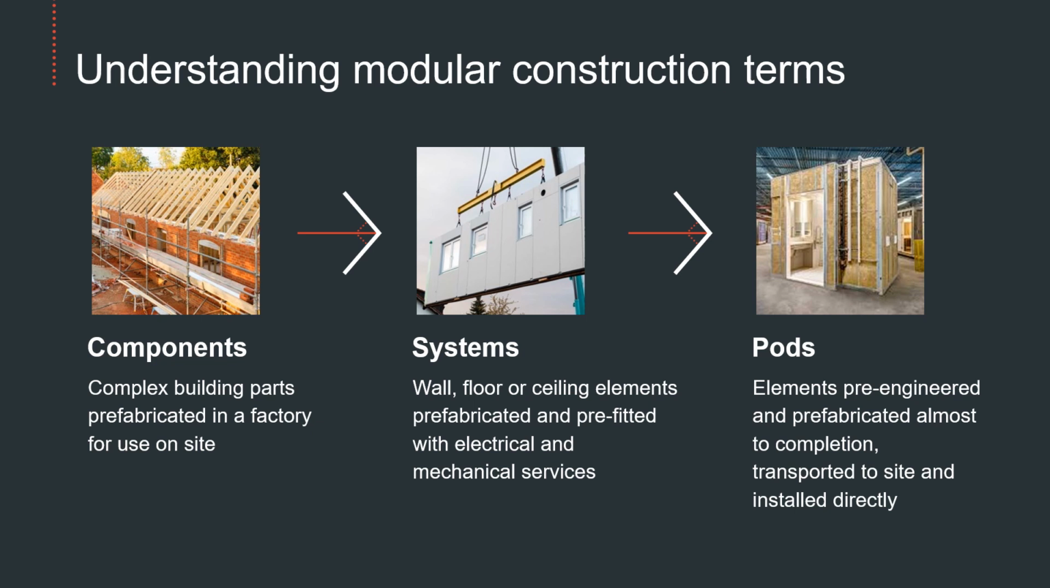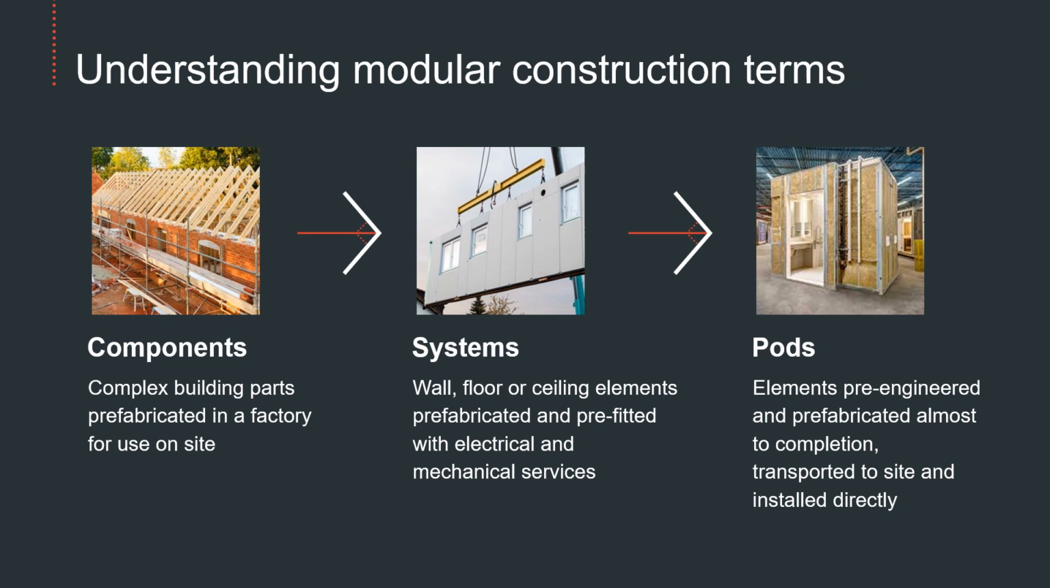Modern modular construction elements range from simple window units to entire building elements, prefabricated and purpose-built to save time, money and energy. Let's break down the terminology from the simplest element to the most complex. Components: complex building parts prefabricated in a factory for use on site. These include roof trusses, door locks and roof windows.